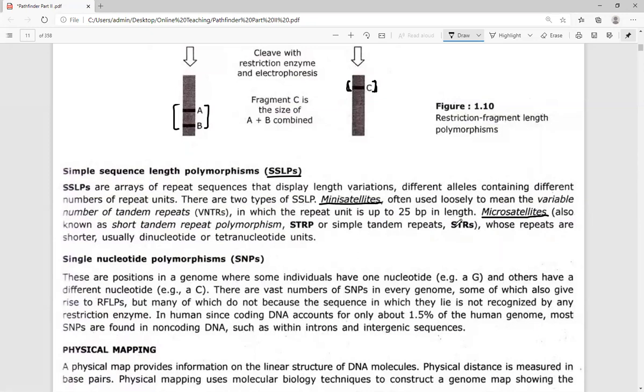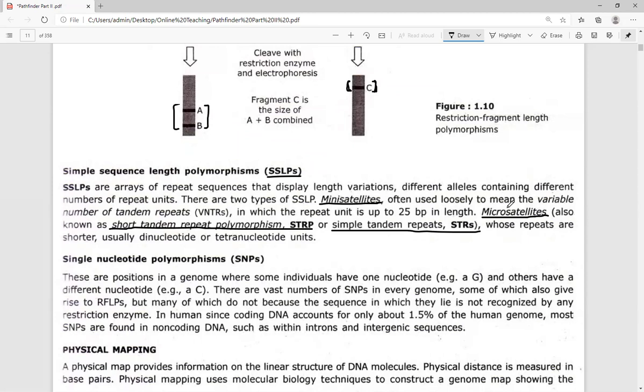Microsatellites are also referred to as short tandem repeat polymorphism, STRP, or simple tandem repeats, STRs. These are referred to as microsatellites, whose repeats are shorter, usually dinucleotide or even tetranucleotide in nature.